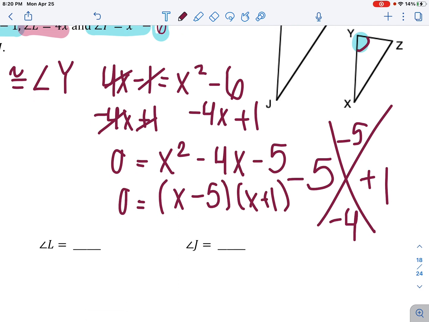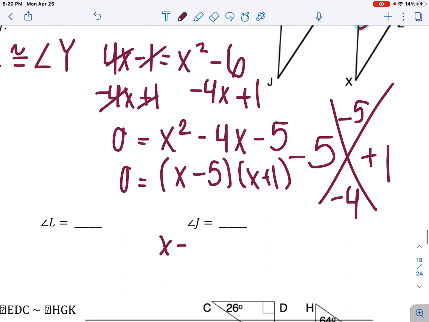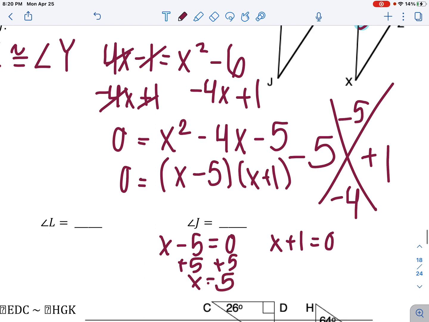And then remember to solve, I have to set each of them equal to 0. So x minus 5 is equal to 0, x plus 1 is equal to 0. Adding 5 to both sides, I get one answer is x equals 5. And then subtracting 1 from both sides, I get x equals negative 1.